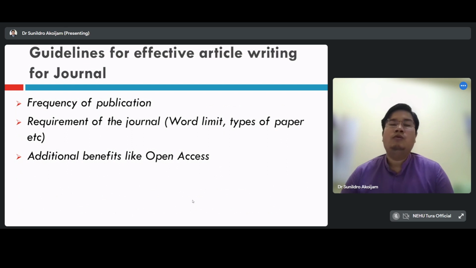Those people who are willing to publish their paper in open access, maybe they have to see which journals are offering this kind of additional benefit also. So these are some of the criteria or factors that you can consider while judging the quality of the journal, or while making a decision about where I should submit my paper.